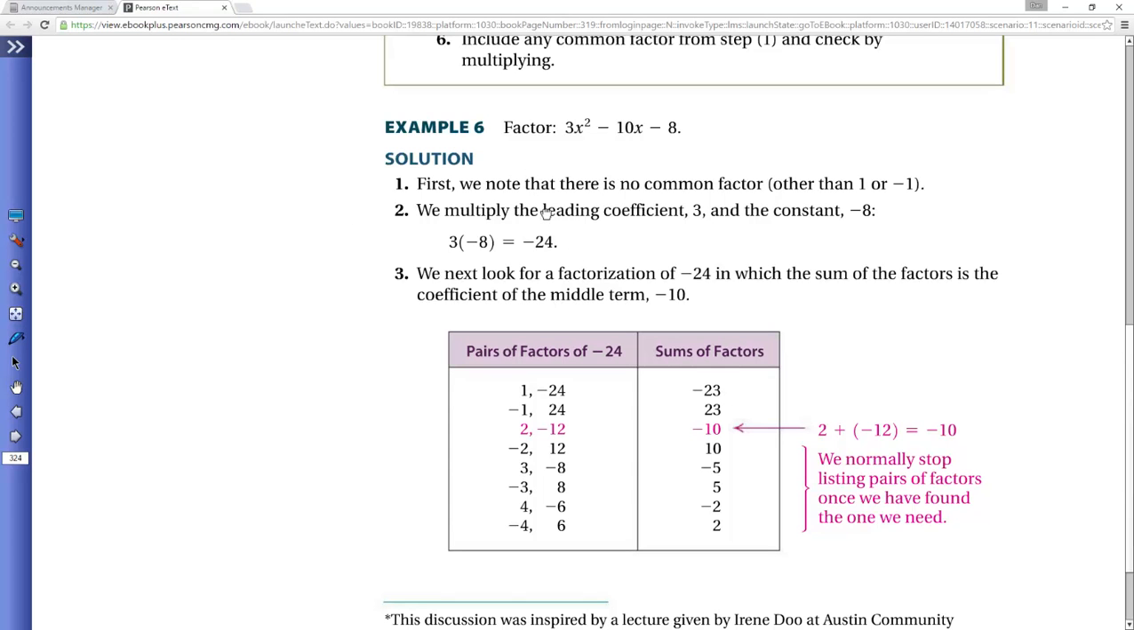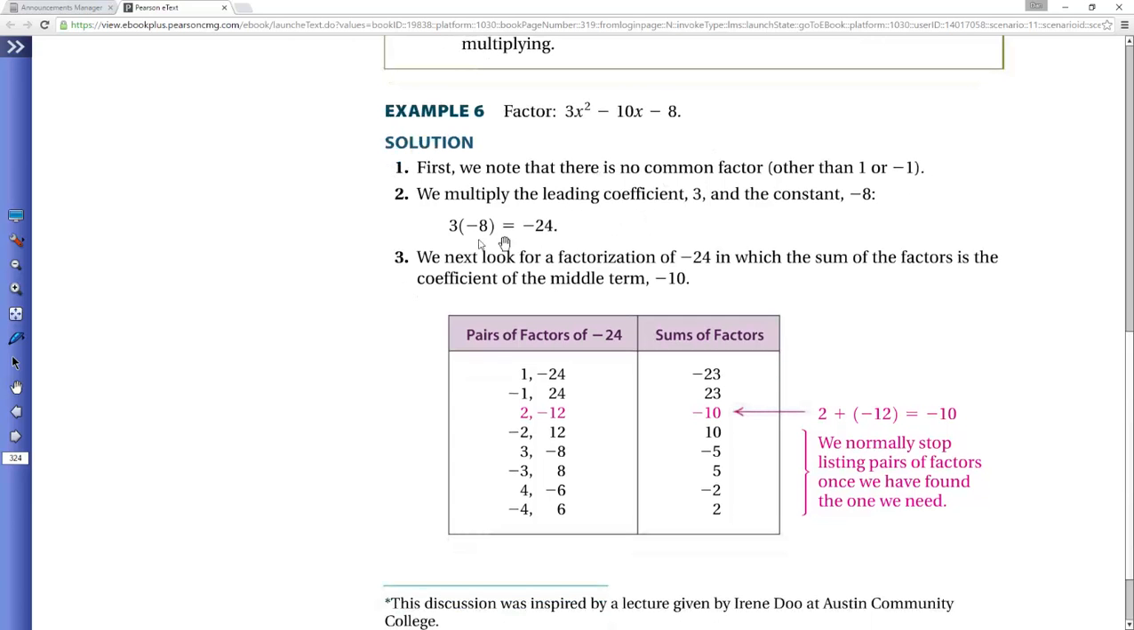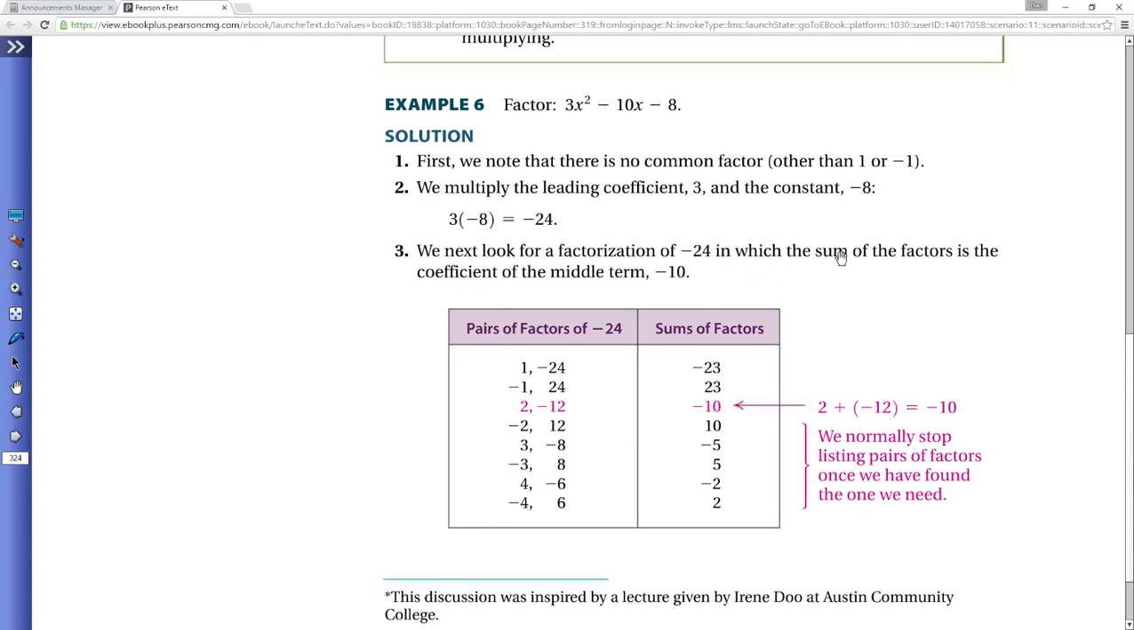So let's look at example 6 here in this case. First we note there's no common factor. Again, we look for common factors. And then if we go 3 times negative 8, we get negative 24. And if we look for factorizations of negative 24 whose sum of the factors is the coefficient for the middle term, so in other words, when we get 2 and negative 12, we get a negative 10. Hey, that's the pair of factors, right, that gives us this.